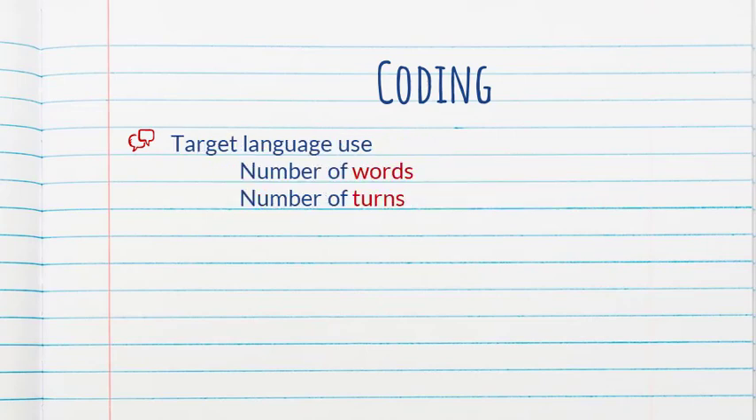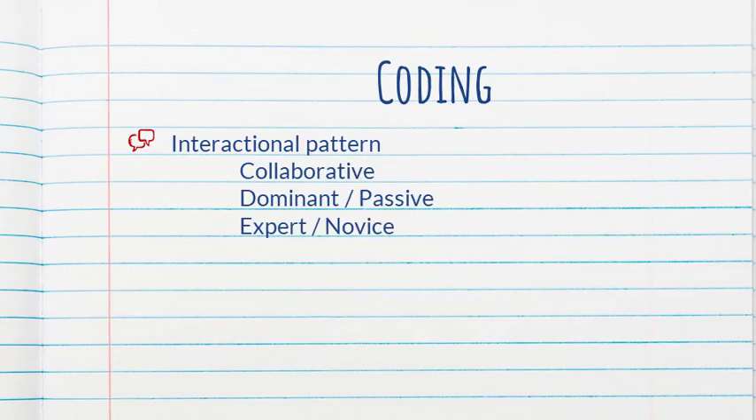The researchers also looked at the use of the target language, in this case English, and they did that by counting number of words in English and number of terms that were predominantly in English. They also coded the interactions holistically as falling into one of these interactional patterns: collaborative, expert novice, and dominant passive.